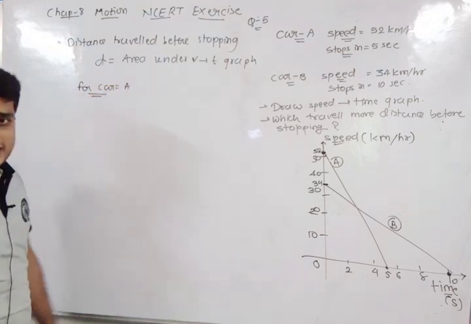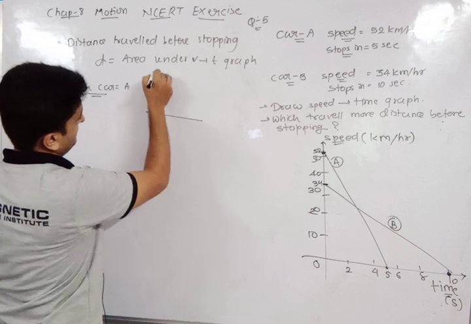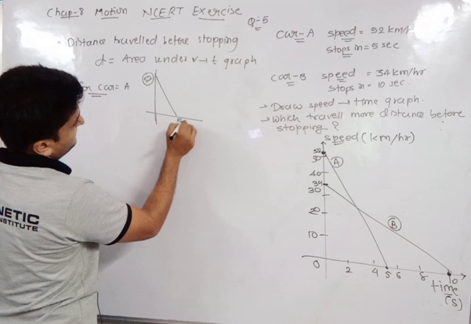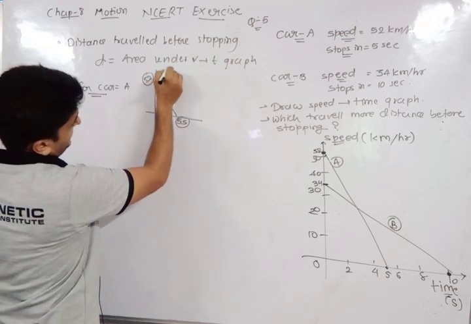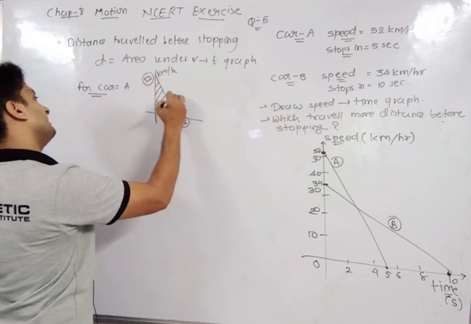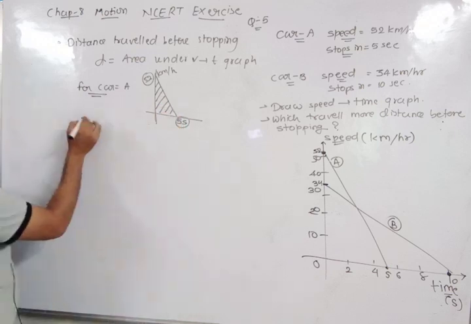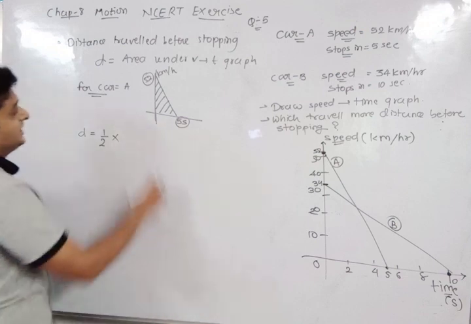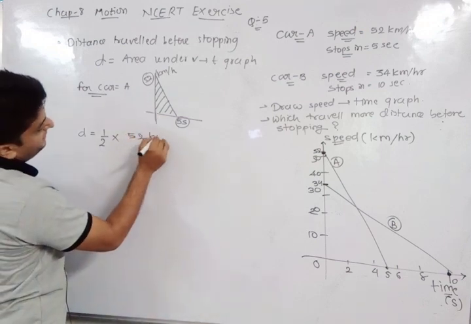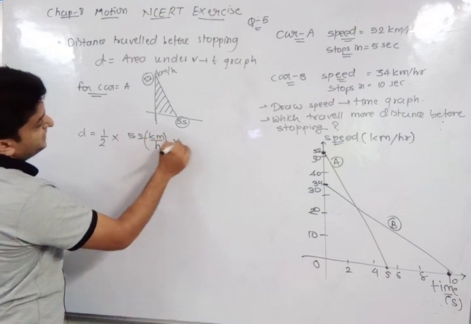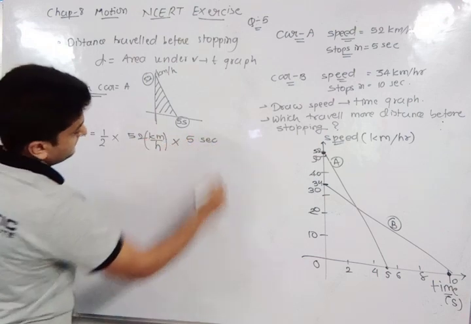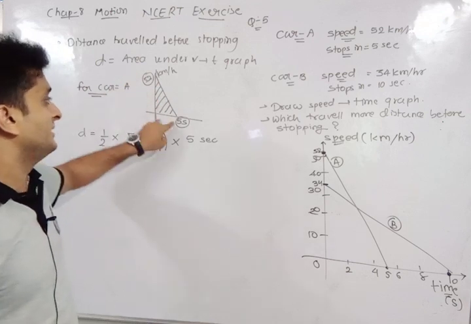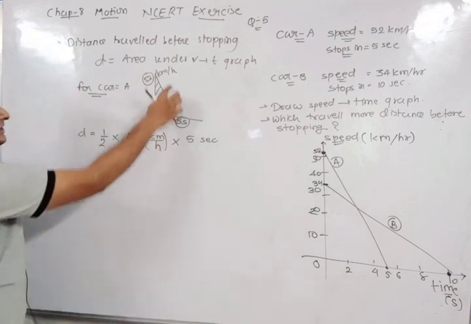For car A, I can see the graph like this. This point is 52 and this point is 5 seconds. This is in kilometer per hour, right? As I can see, there is a triangle. So here the distance traveled is equal to the area of the triangle, that is half into height into base. The height is 52 kilometer per hour, and the base is equal to 5 in second unit. Area of the triangle is half into base into height. Height is 52, base is 5. Notice the units: this is kilometer per hour, this is second.